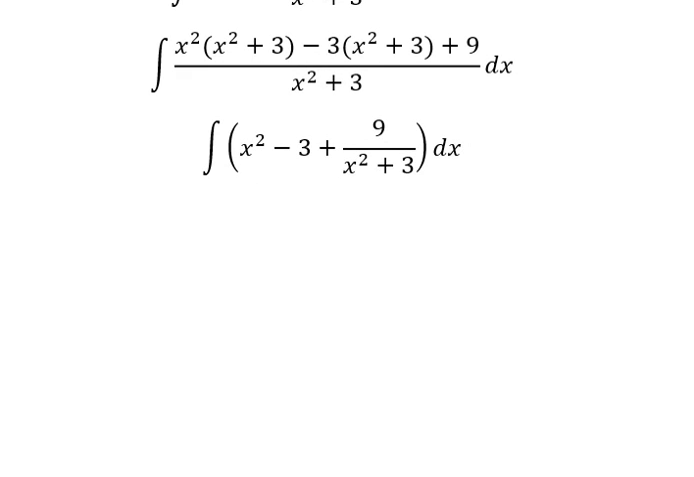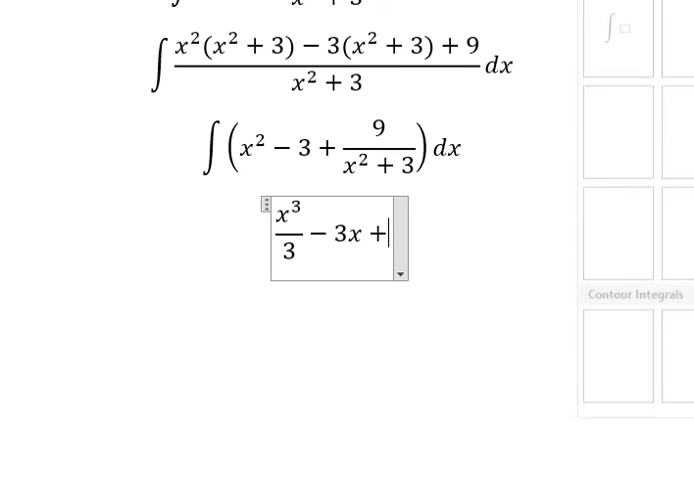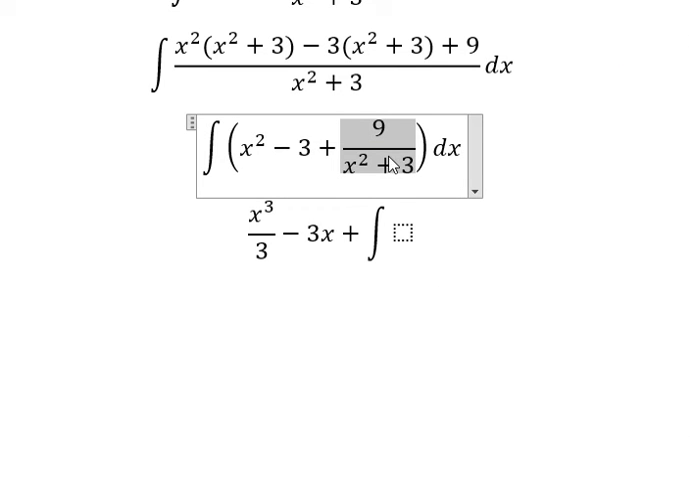So the integration of s squared, we have s to the power of 3 over 3. Number 3, that's 3s. And now we just concentrate on this one.